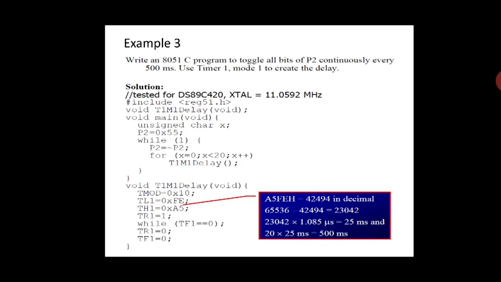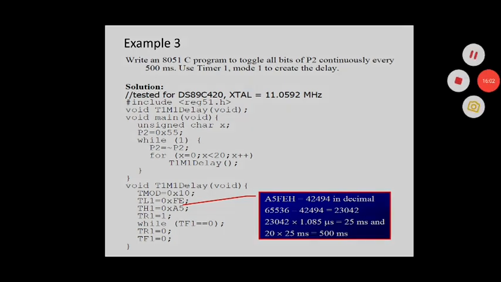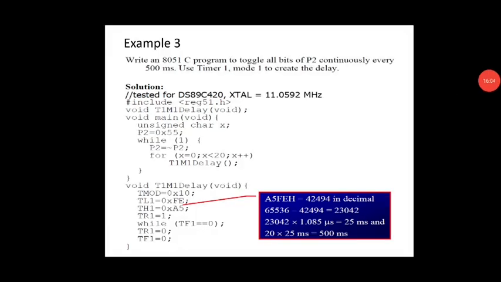TMOD will be set to 10, TL1 will be FE, TH1 will be A5. Now when I enter the subroutine, to calculate 500 milliseconds, we cannot generate 500 milliseconds in a single delay, so it is repeated 20 times. Look at the calculation part. I set TH1 and TL1 with A5FE. Its decimal value is 42494. When I subtract this from 65535, I get 23042. I hope this calculation is clear from the previous class.